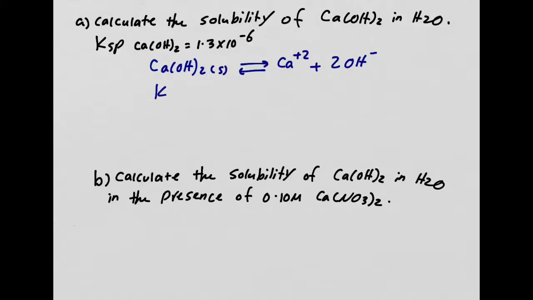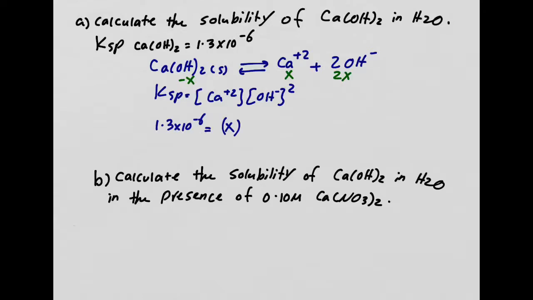And again, the same as before, don't forget the Ksp would be the concentration of calcium times the concentration of hydroxide to the power of 2. And then this is minus x, this is x, and this is 2x. Okay, now, do we have the Ksp? We do, the Ksp is given to us, 1.3 times 10 to the minus 6. Calcium is x. My hydroxide is 2x. Again, don't forget, the 2x is the concentration, but then I have to put it to the power of 2 because that's part of the formula.